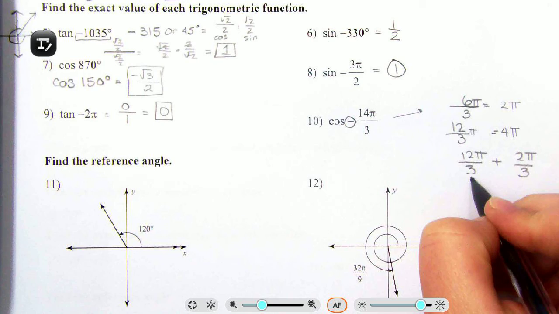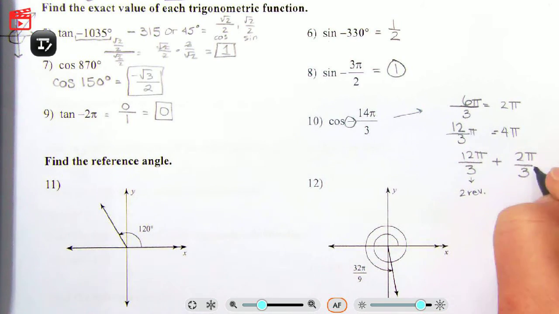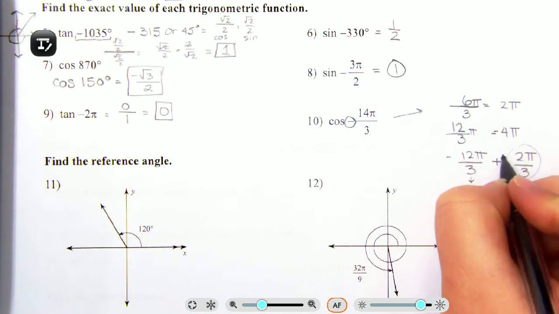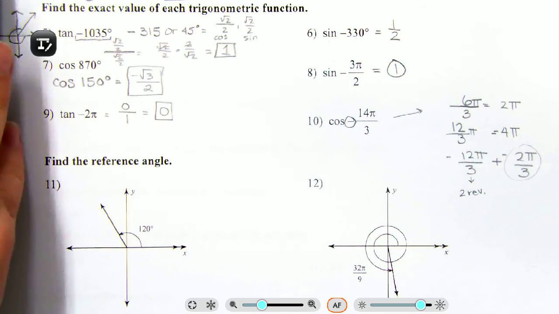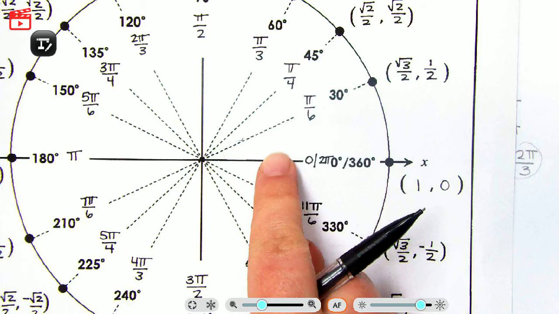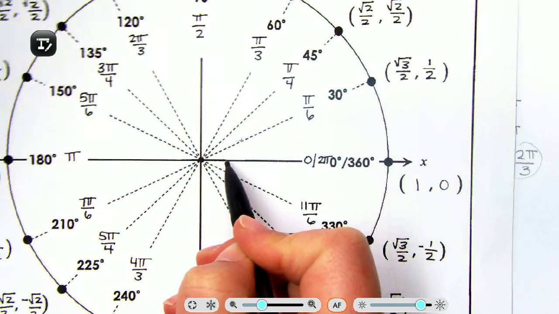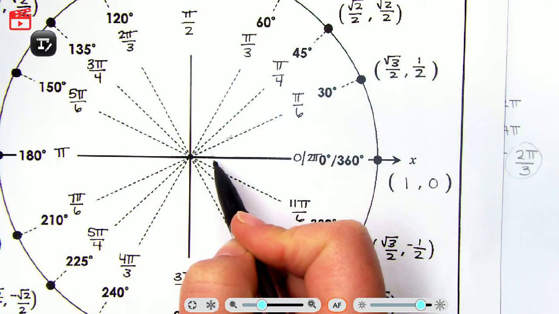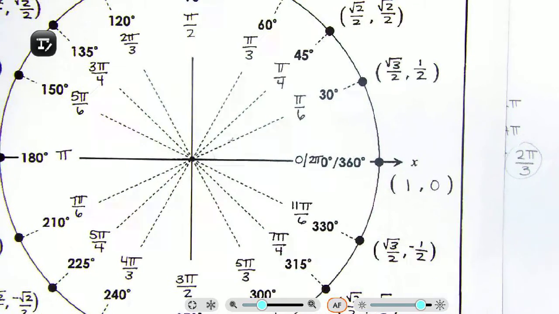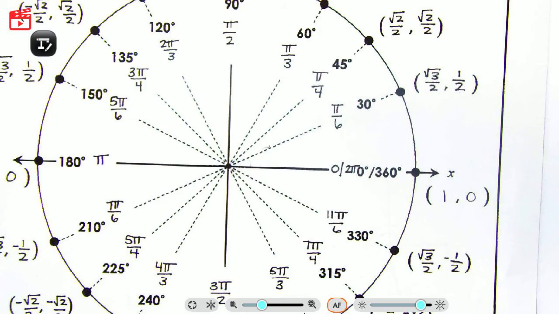So then this right here is 2 revolutions or rotations and 2 pi thirds. So I'm going to put a negative in front of both because I need a negative. So now I'm traveling 2 full rotations in the opposite direction, so clockwise. So 1, 2. And now I'm traveling 2 pi thirds in the other rotation. Now, if you don't know what that distance is, look at it in the positive first, then match the distance.